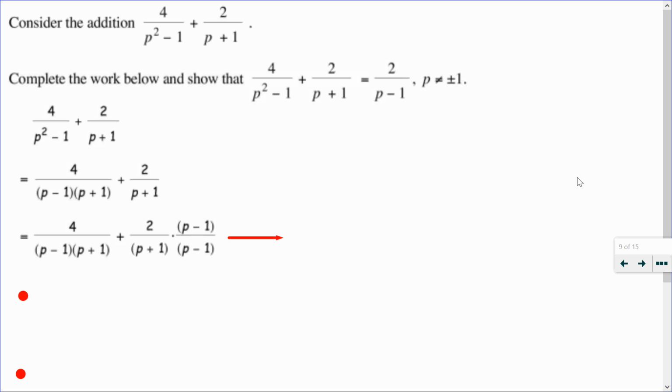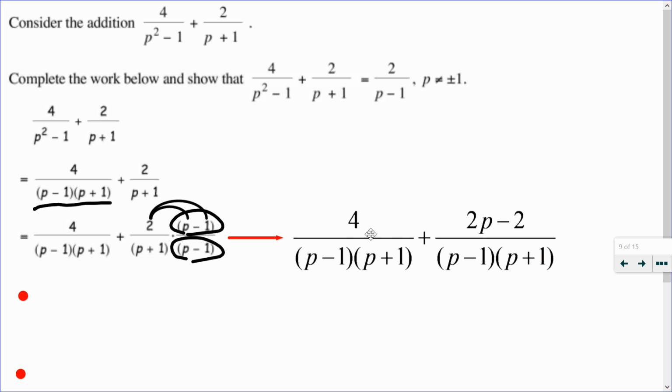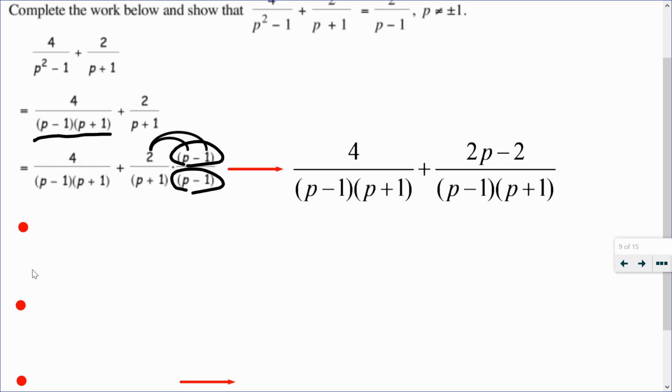Now, I didn't just use p squared minus 1 and p plus 1 as my lowest common denominator. I factored first. So if possible, you want to factor so that we are using the lowest common denominator. So I need a p minus 1 and a p plus 1, and that covers both of them. So this one stays the same. This one is missing a p minus 1, so you multiply top and bottom by p minus 1. Just apply the distributive property. So you have 4 over the denominator plus 2p minus 2 over the common denominator.